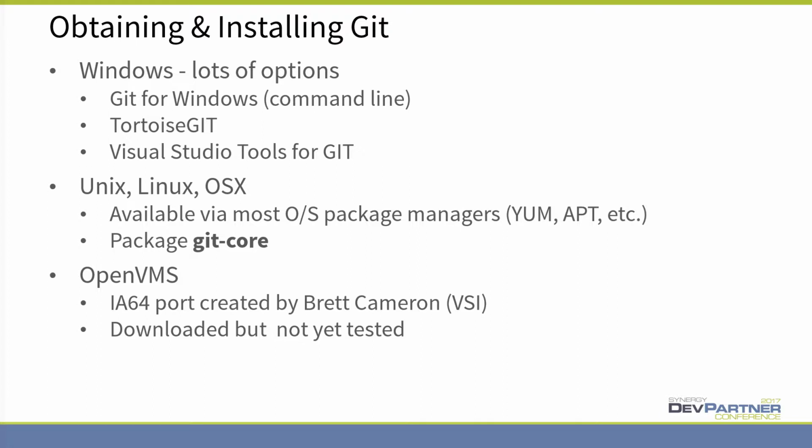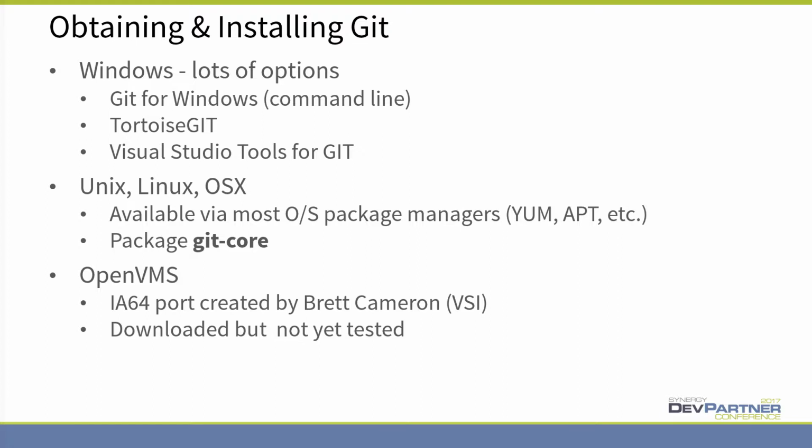So Git for Windows is a command line tool. Tortoise Git is a graphical tool that integrates into Windows Explorer, and Visual Studio has really, really excellent tooling for Git that you just check, the Visual Studio tools for Git, during the installation, and that can also provide the command line tools as well if you check that appropriate box. So it comes from lots of places.